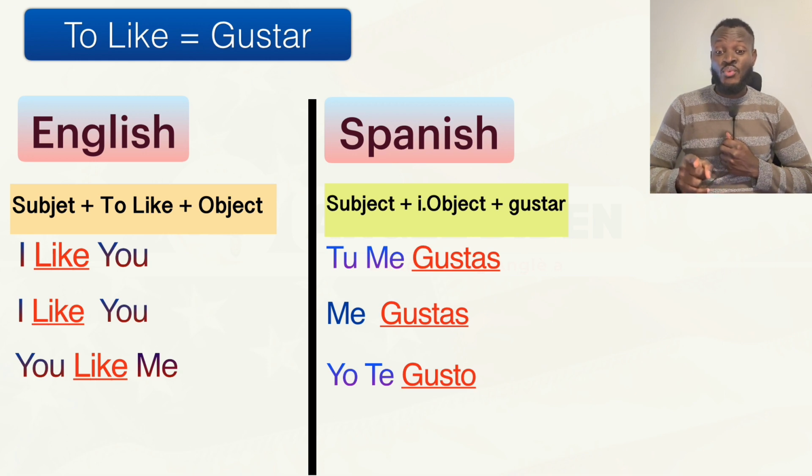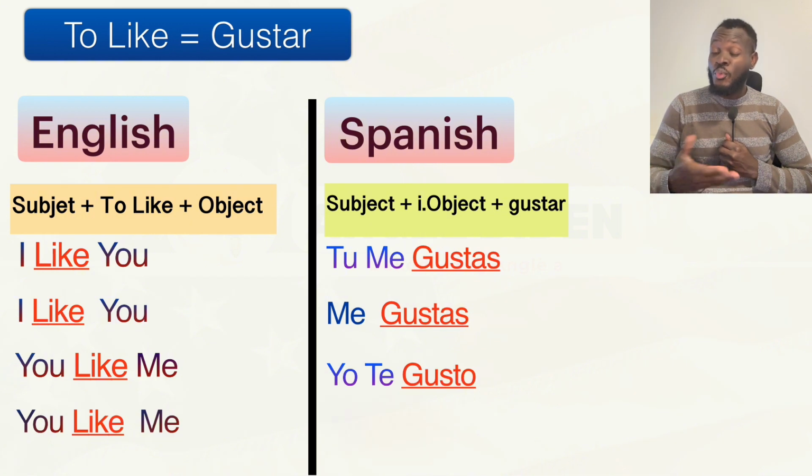Yo te gusto. Okay, you like me, yo te gusto, I please you. That's how you would interpret this. You like me. Another way we can say that, since in Spanish we can easily remove the personal pronoun for the subject, since yo is the subject there, you can easily say te gusto. Te gusto. Have you understood so far?